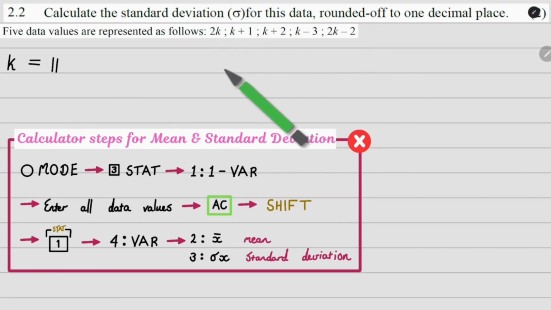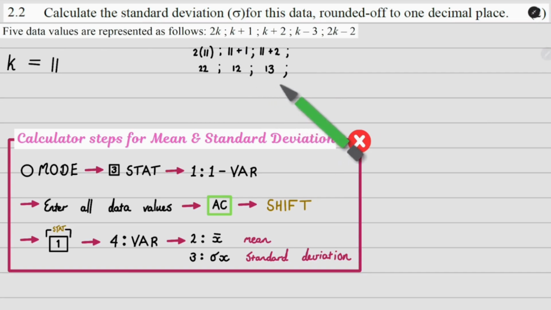Let's start with the first one. So 2k, 2 times 11 will give me my first data value to be 22. My second data value is just k plus 1. So 11 plus 1 will give me 12. Speeding that process up, let's just quickly work out all of them.